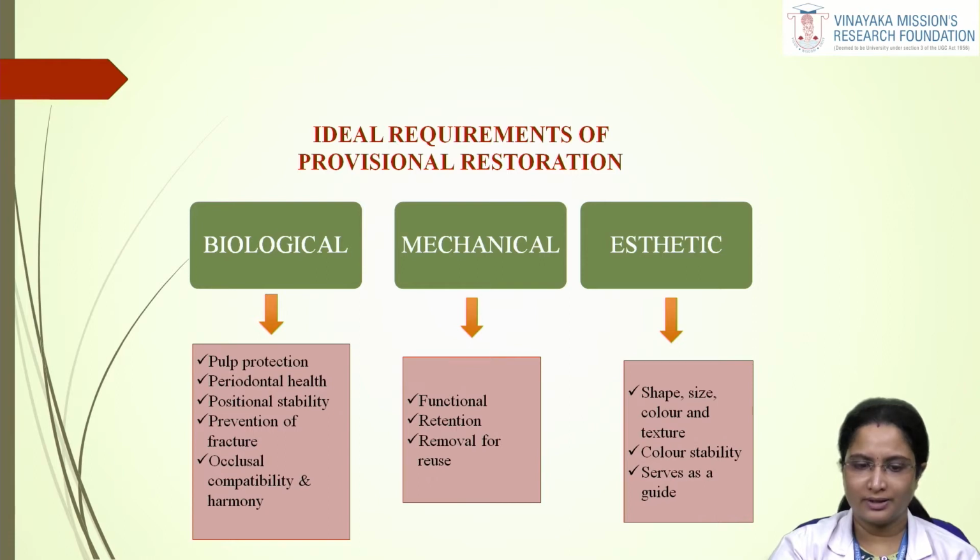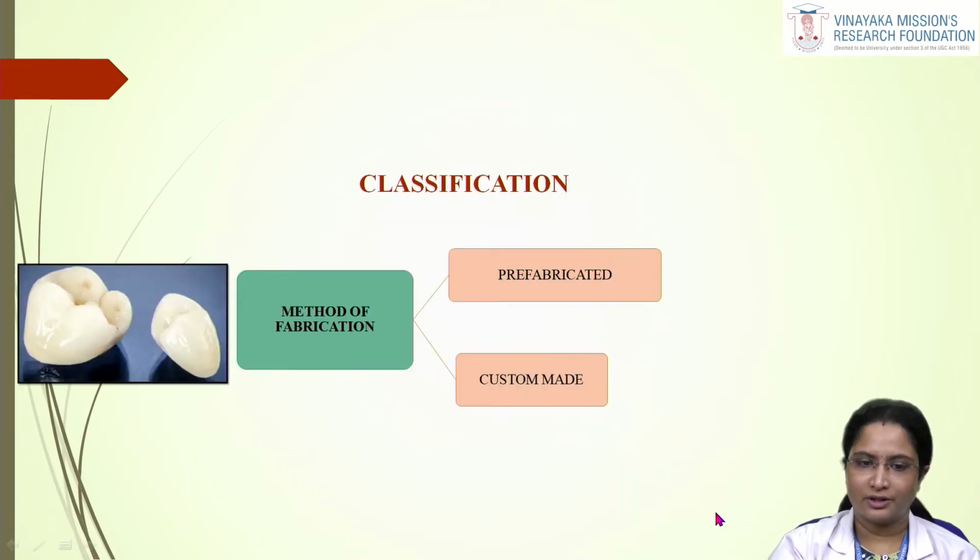These provisional restorative materials will have certain ideal requirements which will fulfill the biological, mechanical and aesthetic properties. The biological properties will be pulpal protection, periodontal health, positional stabilization, prevention of fracture and occlusal harmony. The mechanical requirements will be functional, retention and removal, and it should be easy to remove. Aesthetic requirements will be shape, size, color, texture, color stability, and it should serve as the guide for permanent restoration.